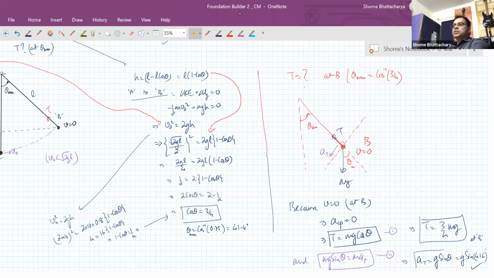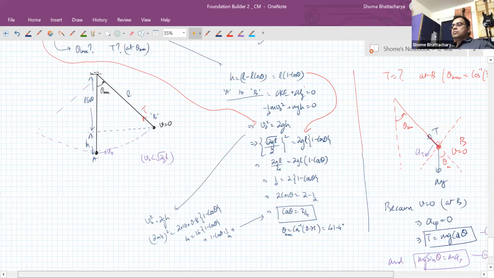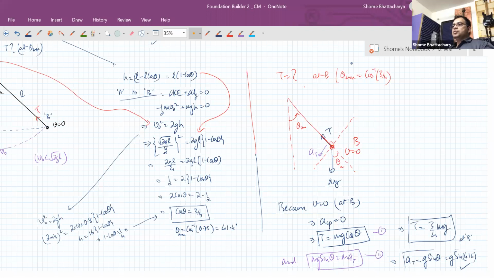Okay, so people, hope this is clear. And with this, we conclude today's session. Next time, we will complete vertical circular motion and we'll discuss the more interesting thing of what happens when V naught at the lowest point is greater than root 2 GL, because it crosses the 90-degree position. Okay, so it goes into an interesting space. Okay, we'll discuss about that.